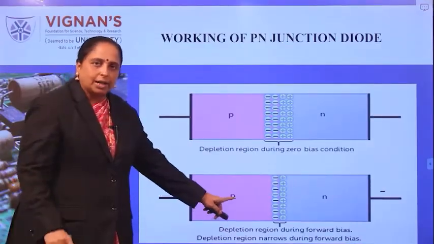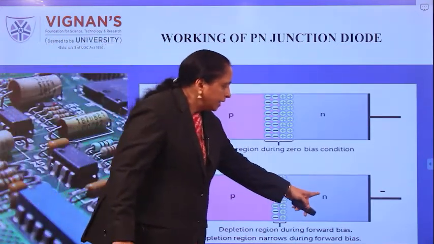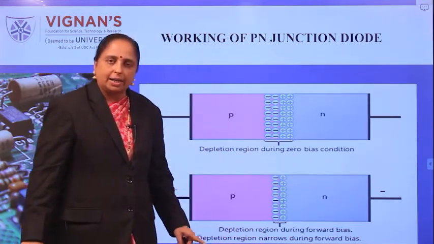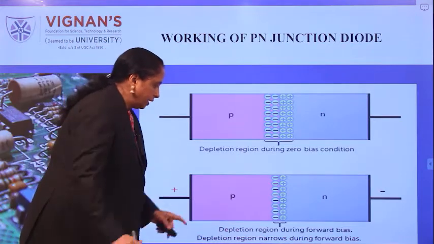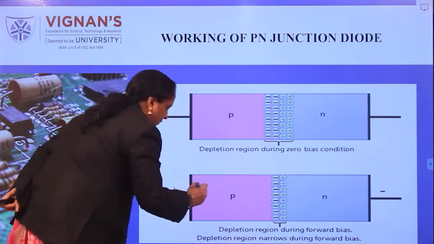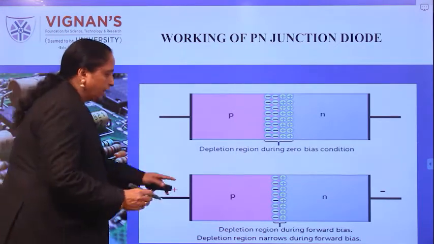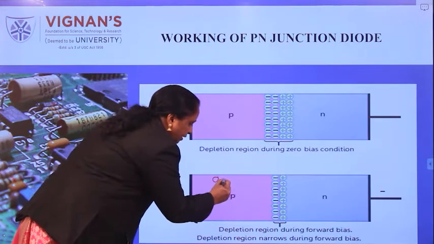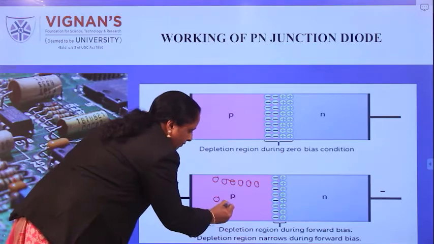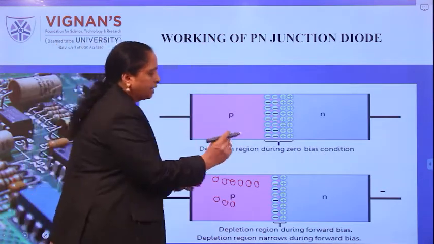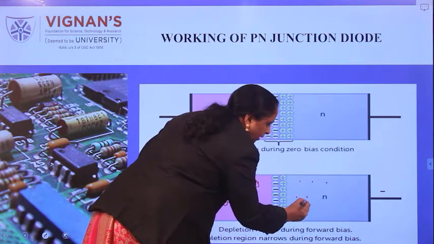forward bias condition means if a P material is connected to the positive terminal of the battery and N material is connected to the negative terminal of the battery, this is known as a forward bias condition. Okay, so here, for example, assume that holes are majority carriers here. There are so many holes. Similarly, in case of N material, there are many majority carriers of electrons.